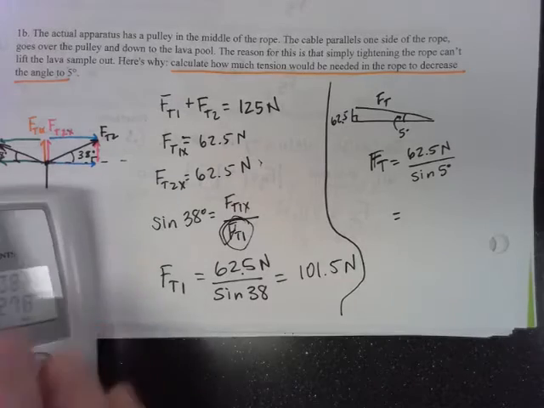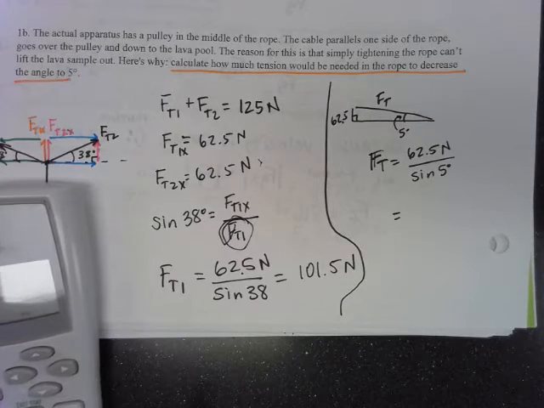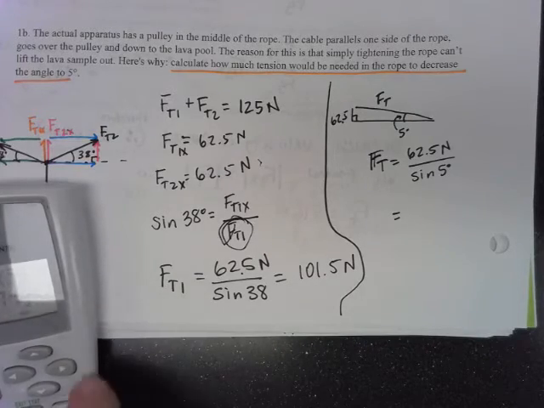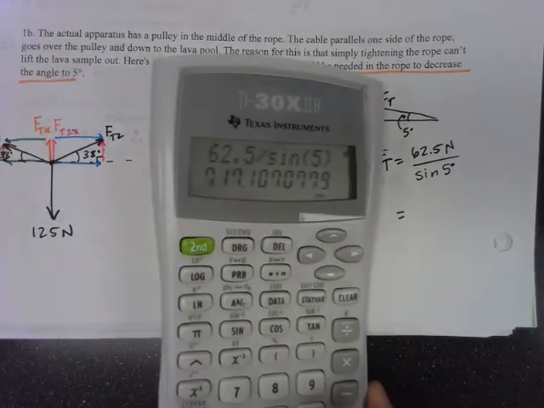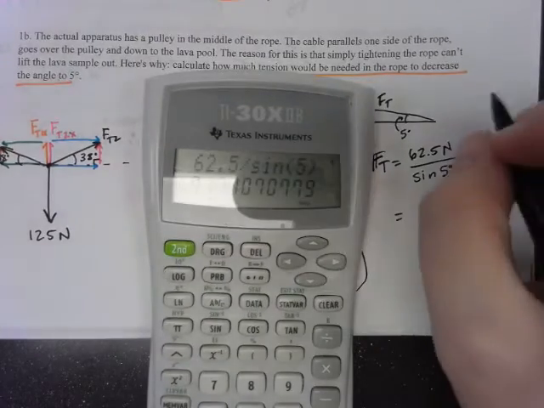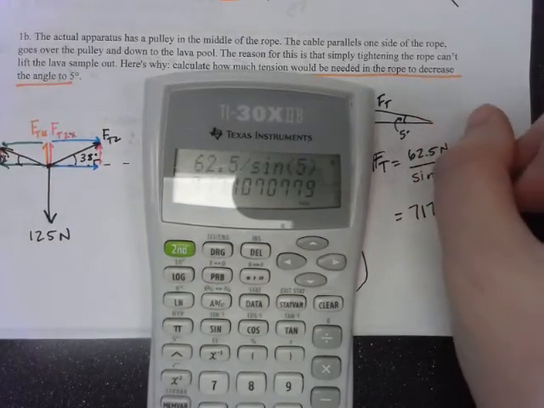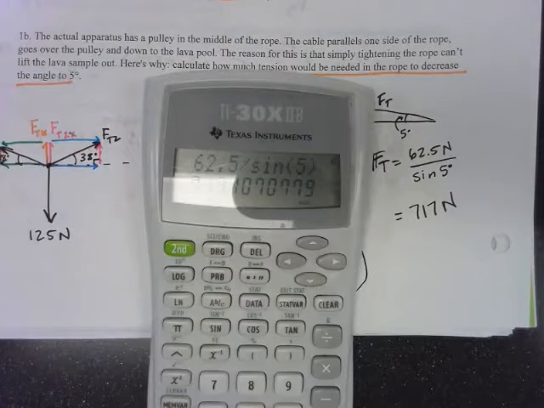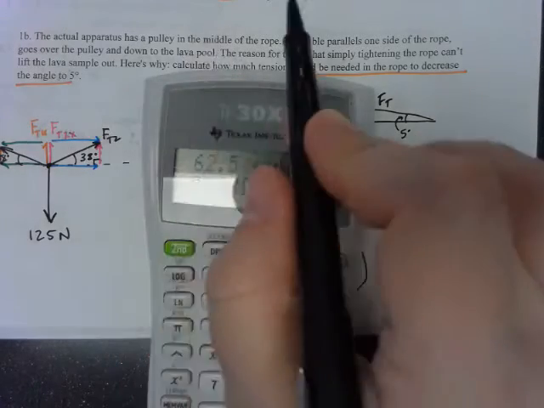And that value, do you think you guys would be able to do it if it was almost straight across the lava pool? I got 717 newtons. It's like trying to hold up something that's 70 kilograms. It's a lot heavier, right? 7 times as much force on each rope.